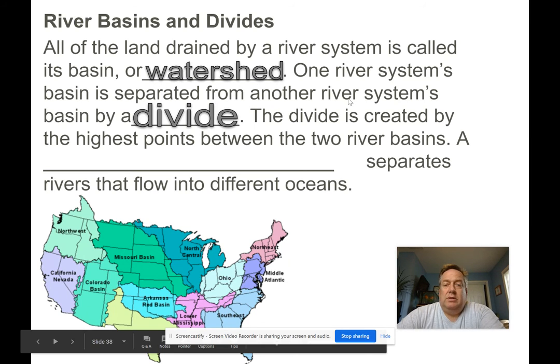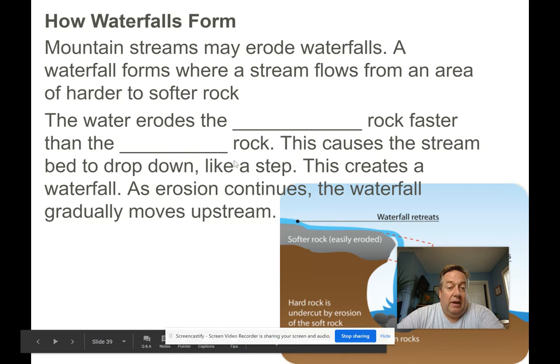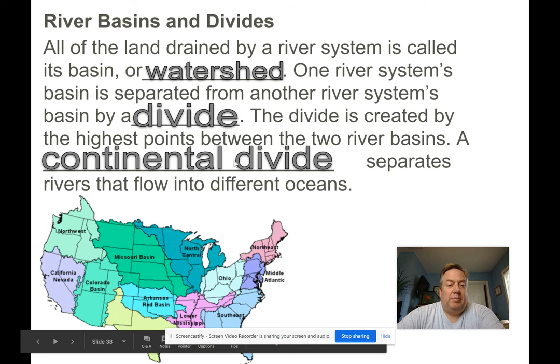Okay, so one river system's basin is separated from another by something we call a divide. All right. And it's the two highest points between two river basins. Okay. It's called a continental divide, and it separates the rivers that flow into different oceans. So here are the main river basins in the United States. And then within each of these river basins, there are smaller river basins. All right. So for us, we're in the Northeast River Basin, but you could see a good chunk of New York goes into the Mid Atlantic River Basin, and a section of it goes into the Ohio River Basin.